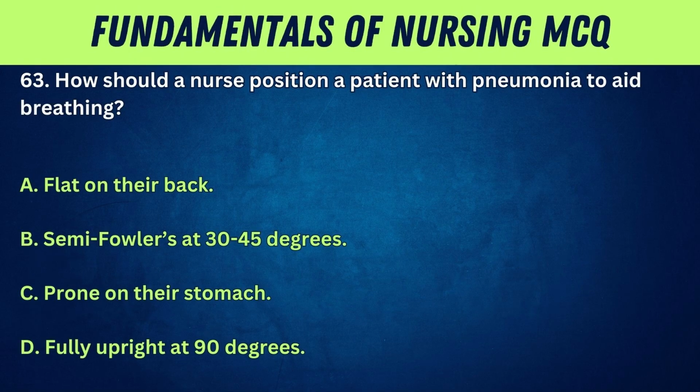63. How should a nurse position a patient with pneumonia to aid breathing? A. Flat on their back. B. Semi-Fowler's at 30 to 45 degrees. C. Prone on their stomach. D. Fully upright at 90 degrees.